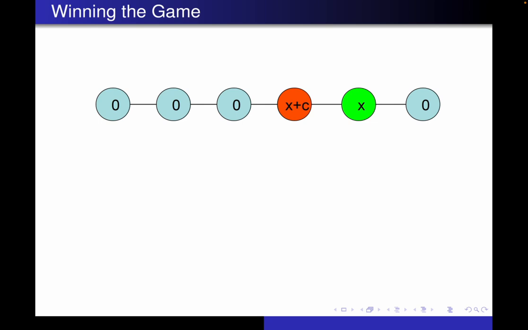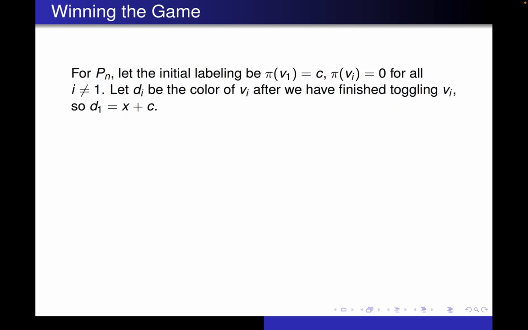So whatever you started with on the first one is going to end up in the same one on the fourth one, same one on the 7th one, the 10th one, etc. And to figure out how that happens, or to describe that in a theorem, what we're going to get is, okay, let's say for Pn, your initial labeling is pi of V1, that's your labeling for V1, is equal to c. That was our c, that was our yellow one at the beginning. And then pi of Vi is equal to 0 for all i not equal to 1.